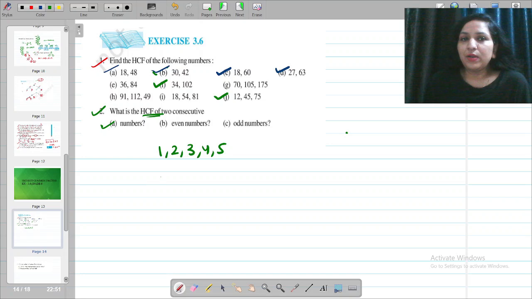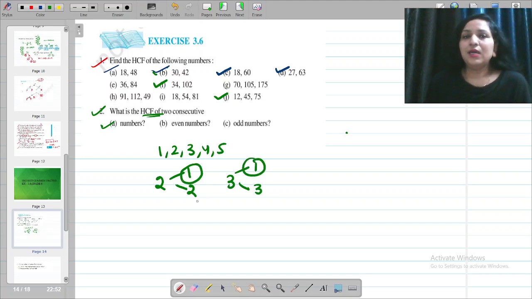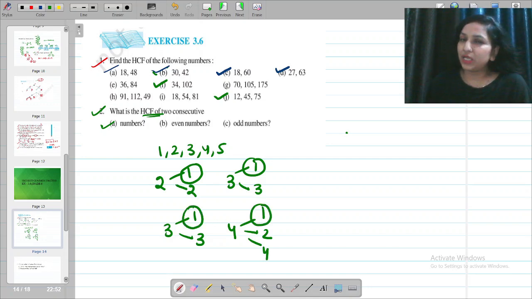Let's take an example, 2. What are the factors of 2? Just 1 and 2. What are the factors of 3? It is 1 and 3. Which factor is common in both? Only 1. That's the answer. Let's check for 3 and 4. Factors of 3, 1 and 3. Factors of 4, it is 1, 2 and 4. Which factor is common in both? It is again 1.